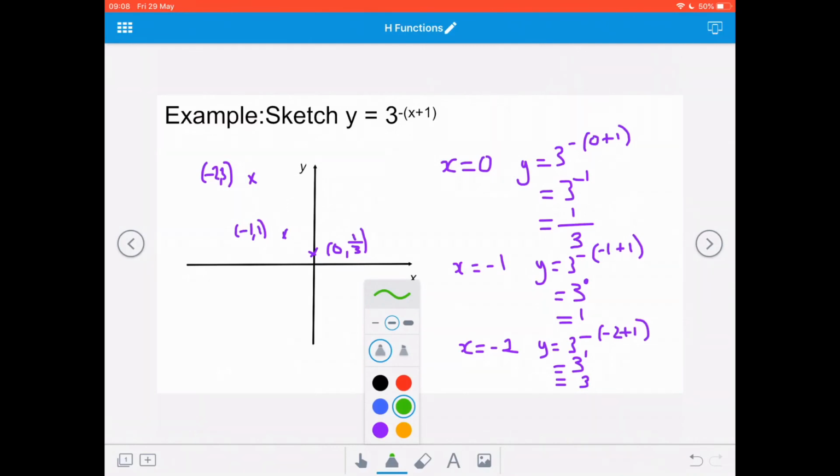And then we just want to sketch in our curve going through these points, and remember we're tending towards the x-axis as x tends to positive infinity. And finally we just need to label our curve as y equals 3 to the negative x plus 1.